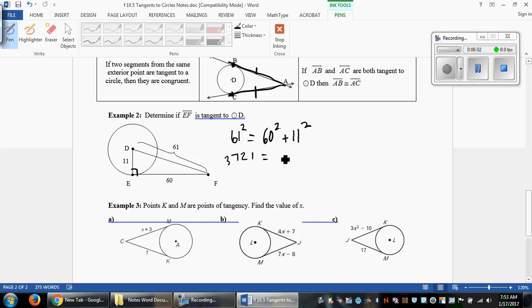60 squared gives us 3,600, and 11 squared gives us 121. So that would total up to 3,721, which is equal to 61 squared. So yes, EF is a tangent.